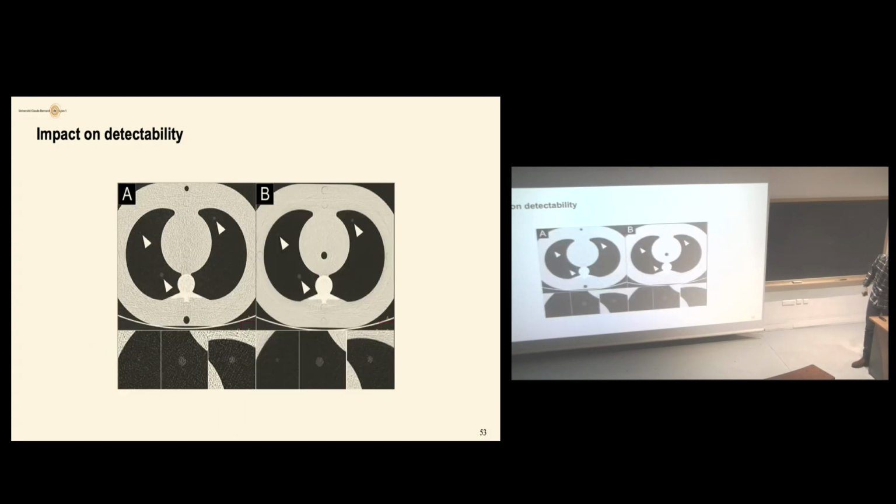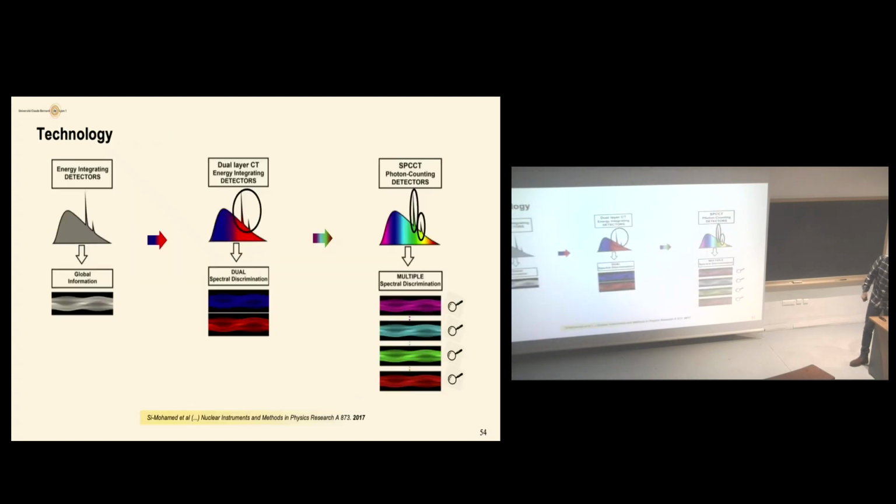And I said earlier that it could also be applied to the lung, and this is an important finding, because here you have what we call a ground glass nodule that was seen only on spectral photon-counting CT, which was also missed by standard CT.